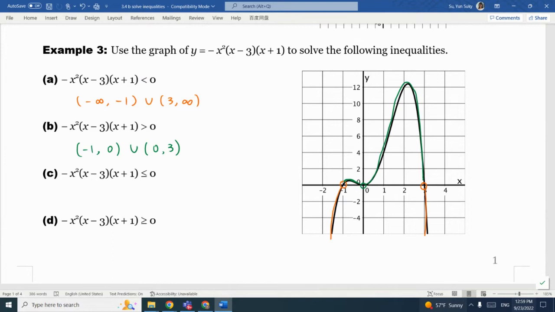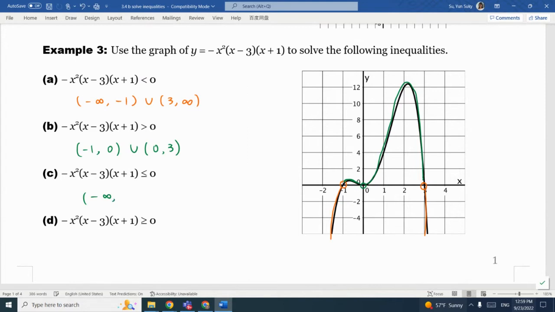Okay, part C. Less than or equal. Less than is the orange piece, right? Or equal means we include the endpoint. But we also need to include the single point. Do you see that? Because it's less than or equal, it could equal 0. That's why not only these two endpoints, but we also need to include the origin. Can you see that, everybody?